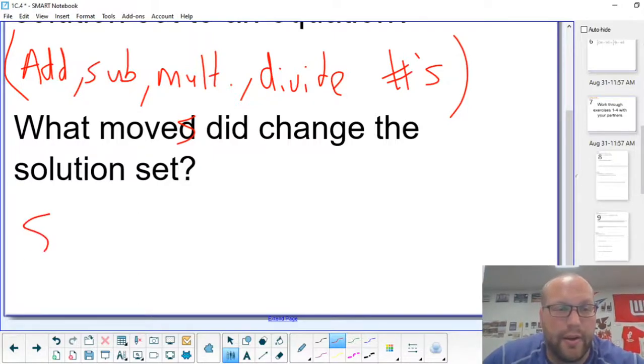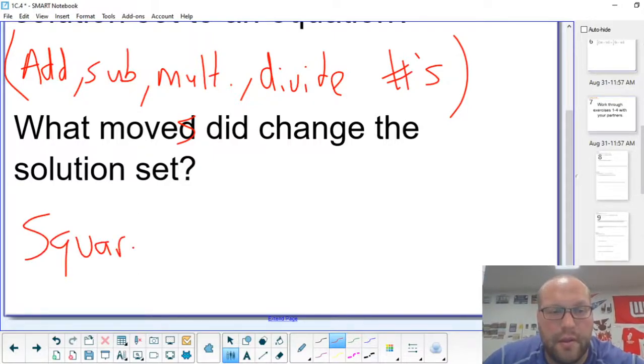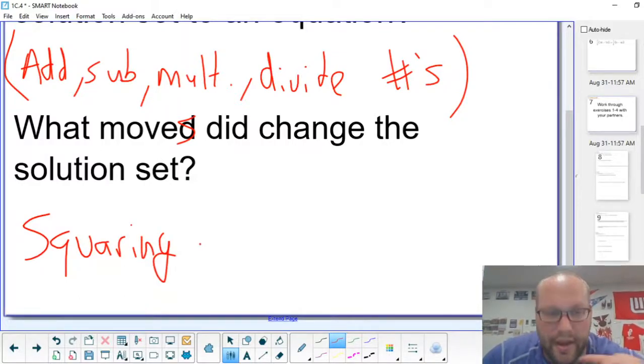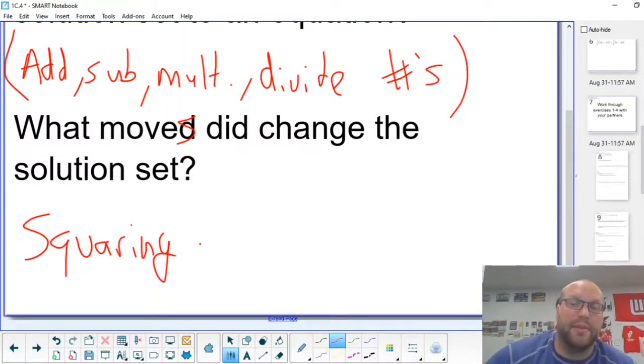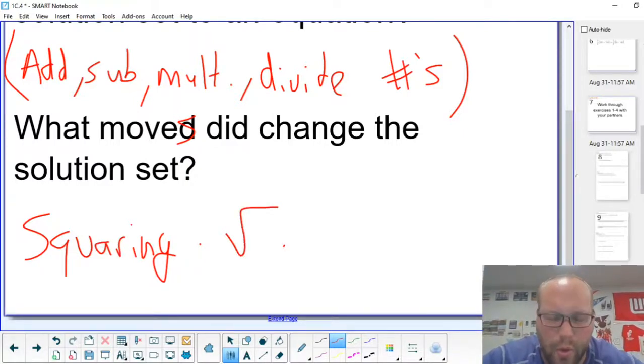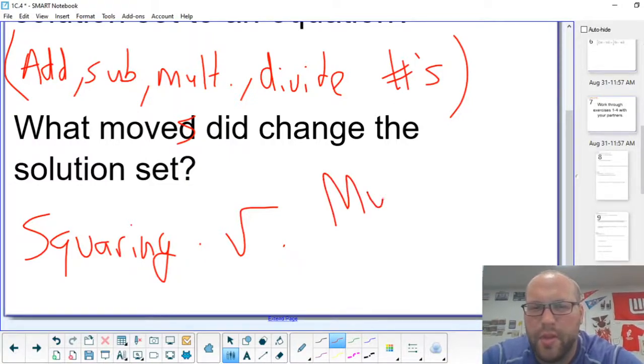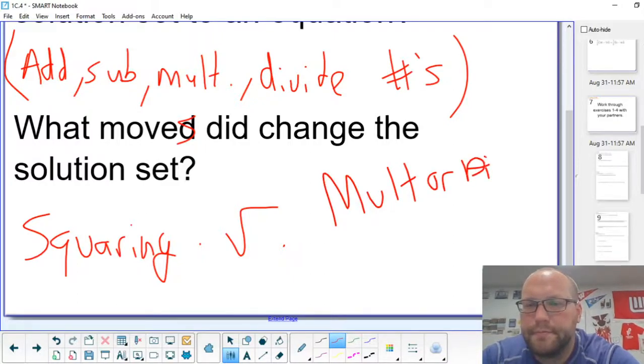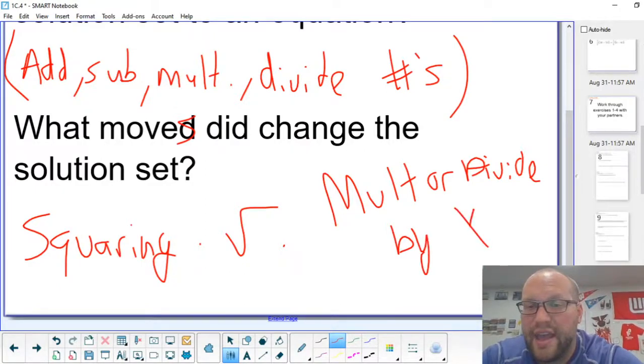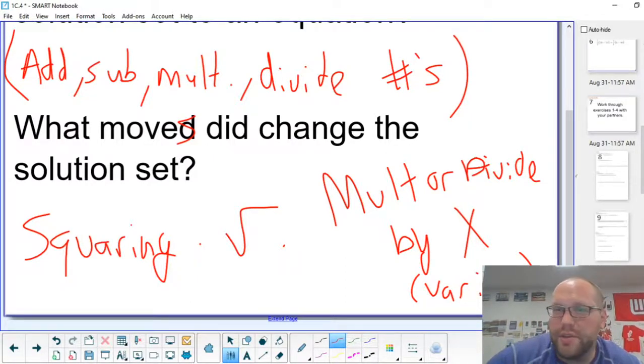Things like squaring. Now, it doesn't have to, but it might, and that's going to be important. Something like square rooting also might change things. We're not going to do a whole lot of square rooting, but that could change equations. And then the other one is multiplying or dividing by a variable, so by like x or x squared, so a variable. And those are some things that we just have to be cautious with.